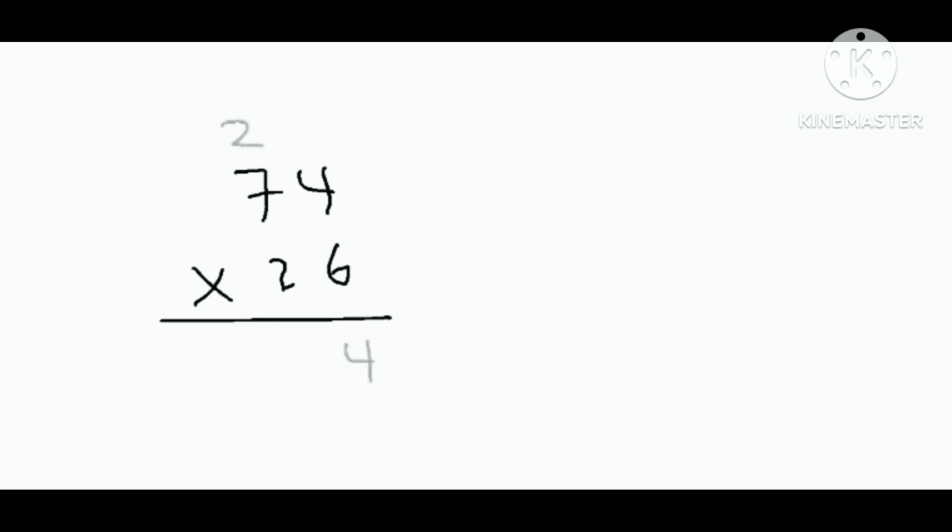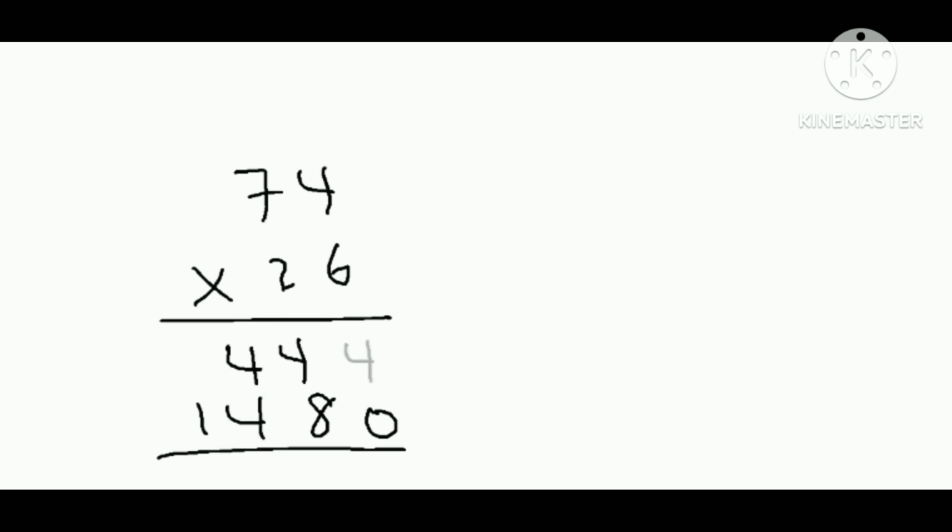Now let's talk about multiplication. So let's say if we want to multiply 74 by 26. How can we do it? 6 times 4 is 24. Add the 2. 6 times 7, that's 42 plus 2. So that's 44. Next, add a 0. 2 times 4 is 8. Let's get rid of this 2. We don't need it anymore. And then 2 times 7, that's 14.